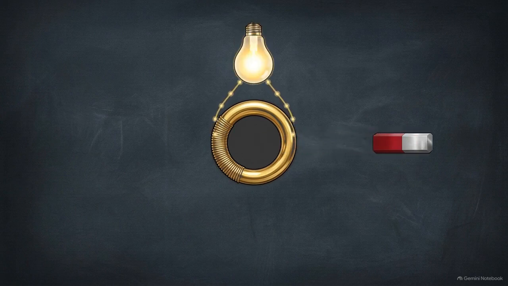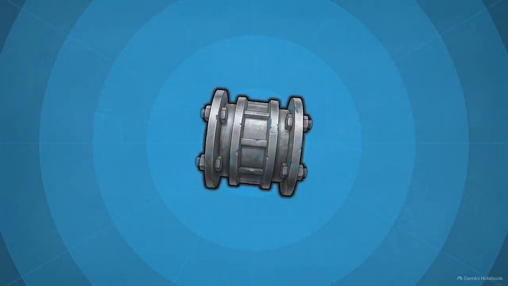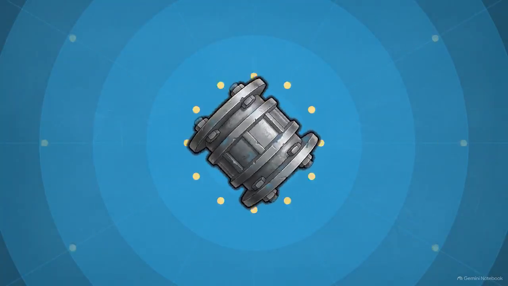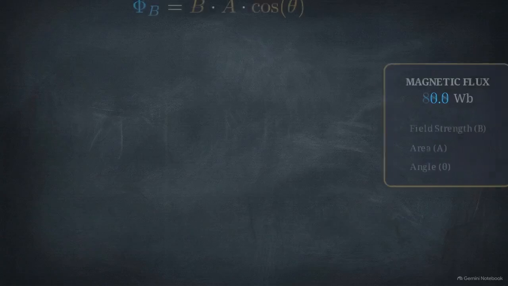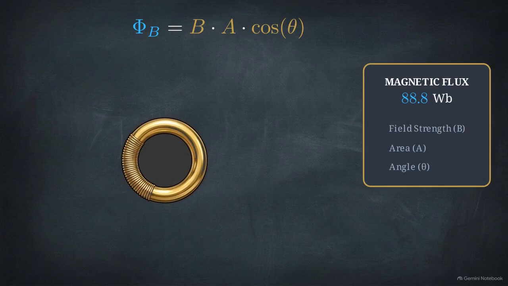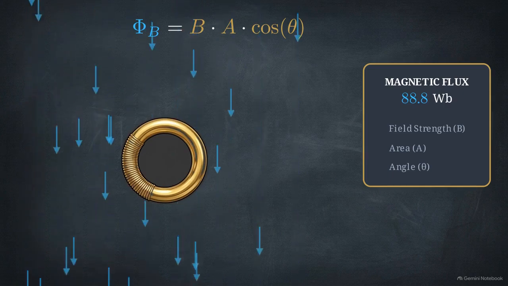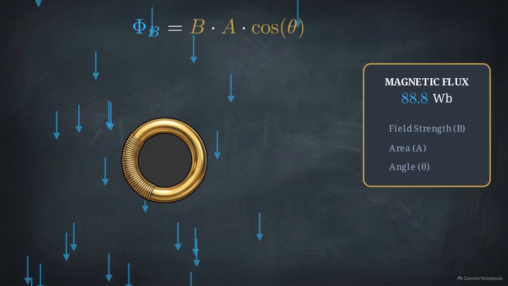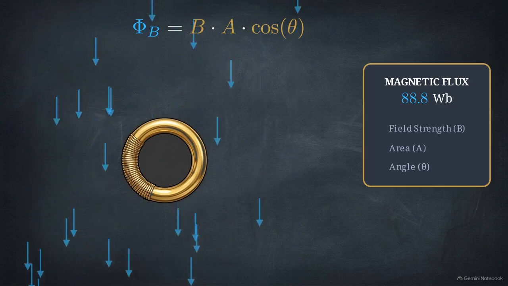This is electromagnetic induction. The physical motion of a magnet near a conductor generates power, exactly what drives the electrical grids lighting our cities today. To measure exactly how much induction is happening, we use a concept called magnetic flux. Think of it like catching rain in a bucket. Flux is the total amount of magnetic field passing directly through a specific surface area.